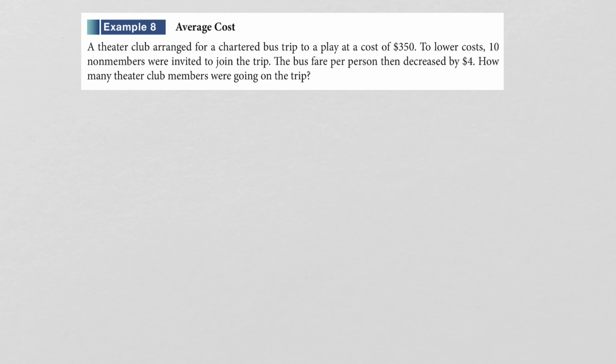So the first thing we want to do is define a variable to represent what we're solving in this problem. So I'm going to let x equal the number of theater club members. Now we know the total cost is $350. They tell us that the cost per person decreased by $4 when we added 10 non-members.